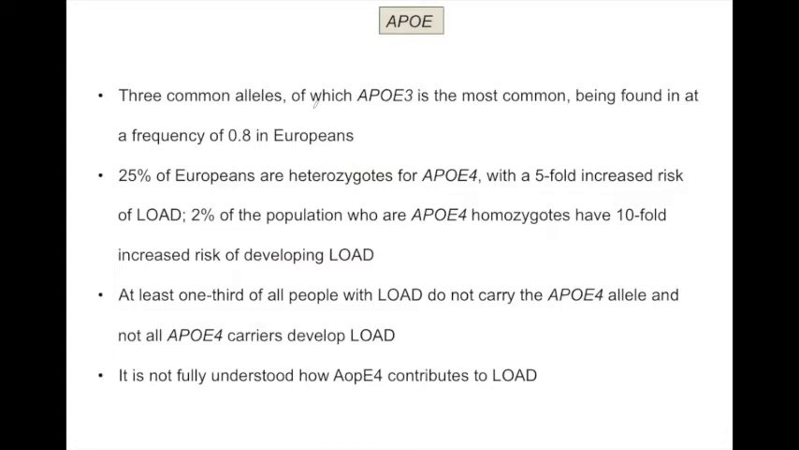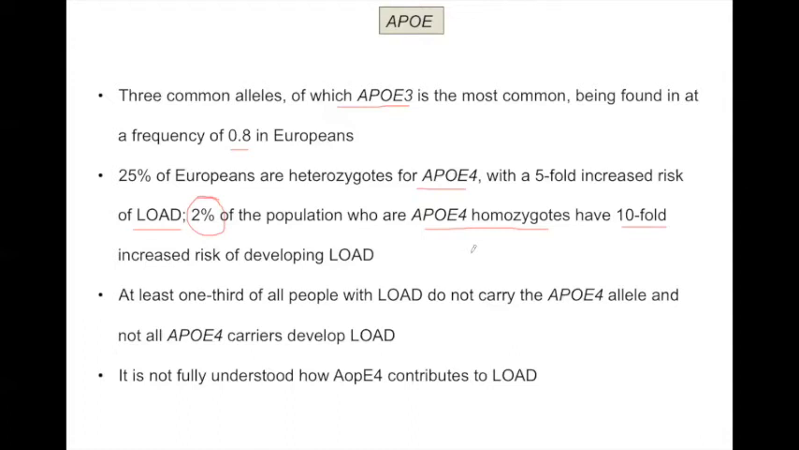There are 3 common alleles, of which ApoE3 is the most common, and it's found at a frequency of 0.8 in Europeans. 25% of Europeans are heterozygous for ApoE4, with a 5-fold increased risk of late onset Alzheimer's disease. The 2% of the population who are ApoE4 homozygotes, however, have a 10-fold increased risk of developing late onset Alzheimer's disease. Now, remember, this is a risk relative to the healthy population.